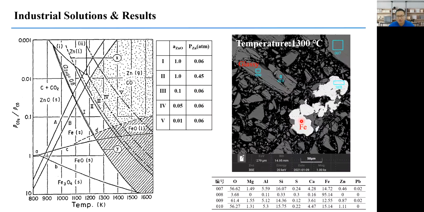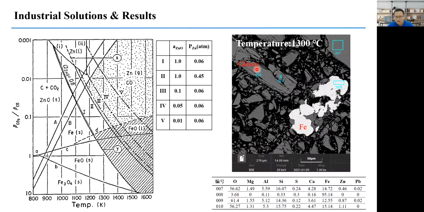This is also a slag we collected from a lead smelter in China. Actually, one of the best ones in China nowadays. And this is a fuming slag. As I have already mentioned, lead and zinc can be recycled.